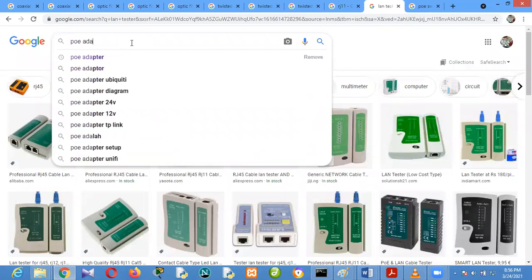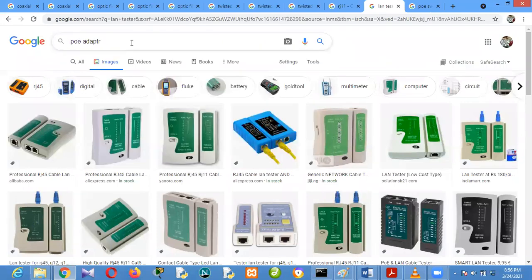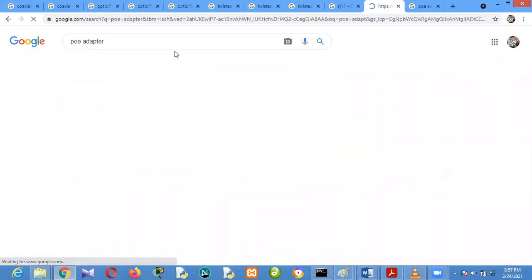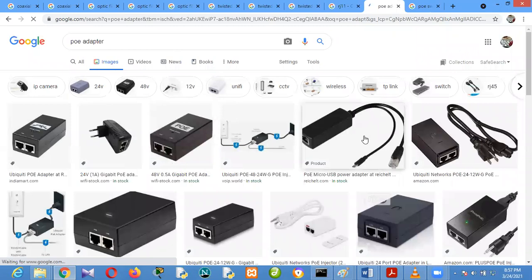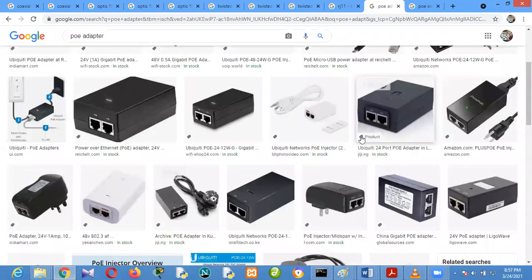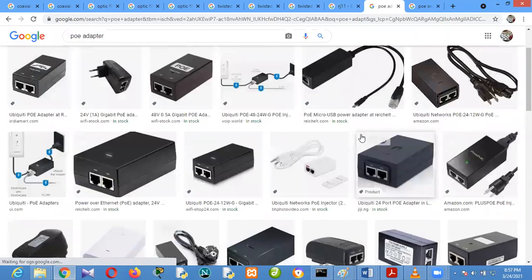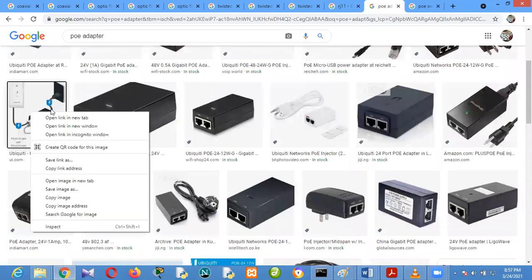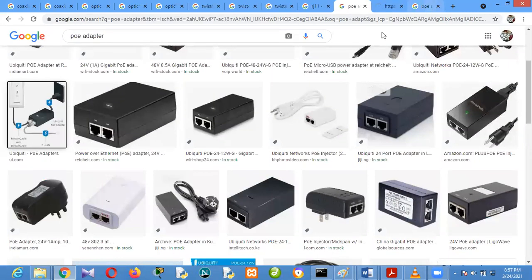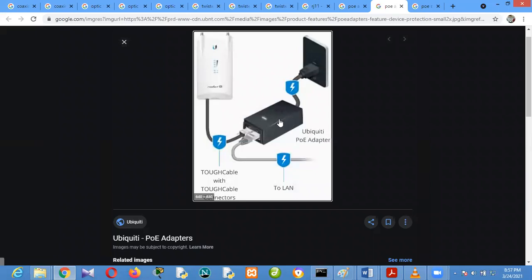PoE adapter. So look at the PoE adapter, the way it looks. Now the way we use it is, look here. In a PoE adapter, the adapter itself, you power it. Then you take a cable from one of its ports, written PoE.